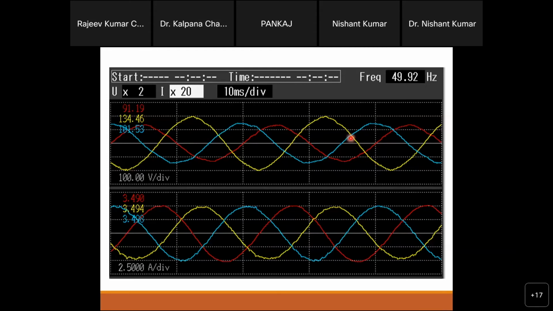Here you will see the grid voltage imbalance. This phase is 134, the blue one is 101, and this is 91. These are the peak values, right? So you will see these are totally unbalanced here, right? But on this side, the grid current is 3.49, 3.49 and 3.49, meaning almost all the currents are constant and balanced.